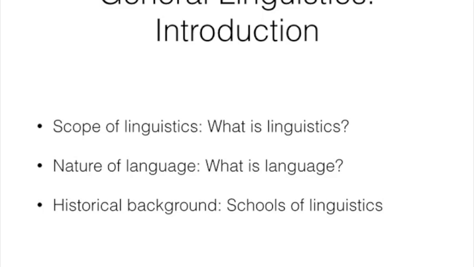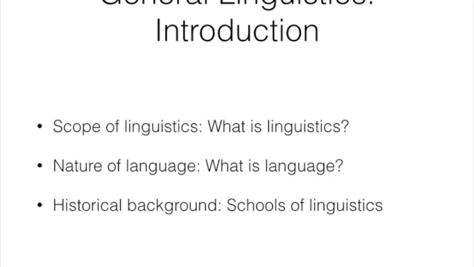So this is what we're going to talk about today. We're going to try to see what is the scope of linguistics, that is to say, what is linguistics? We're going to discuss the appropriate definition of linguistics. After this, we're going to move on to talk about the unit of analysis of this field called linguistics, which is language. What is language? And then when we give a definition of language, we try to see the main characteristics, the features of this language.